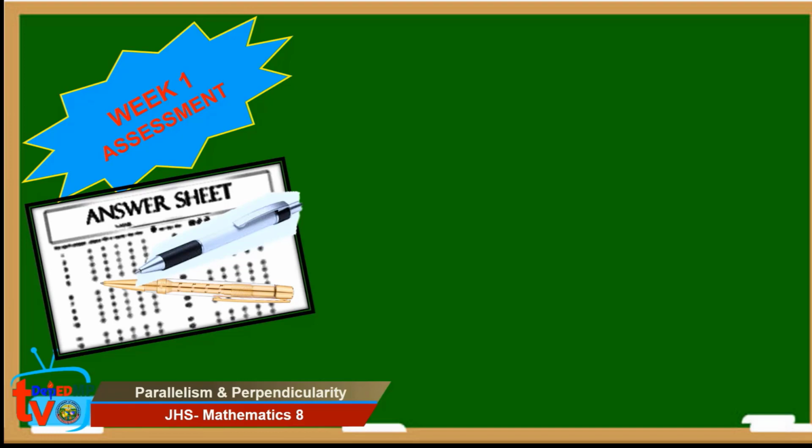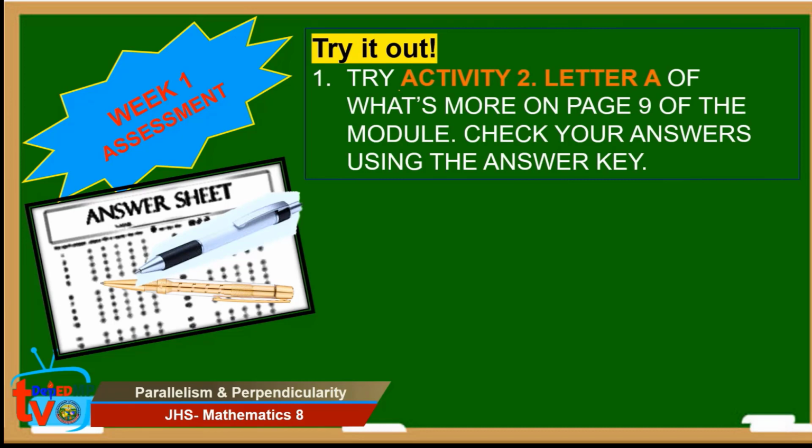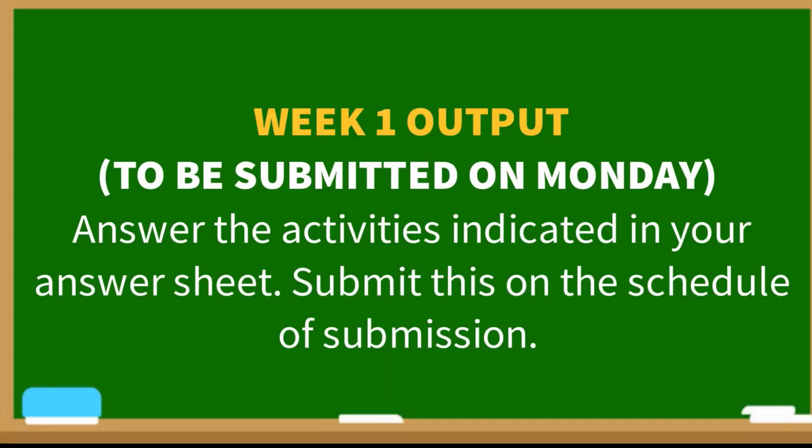In your answer sheet, do activity 2, letter A of What's More on page 9 of the module. Check your answers using the answer key. This is located at the last page of this module. For submission, answer the activities indicated in your week 1 answer sheet. Pause this video and enjoy answering. Good luck!